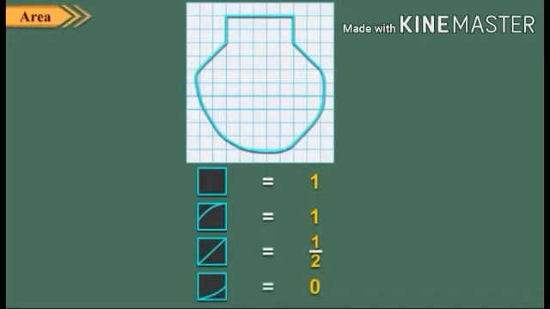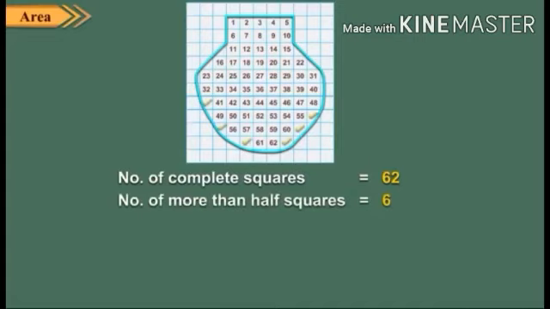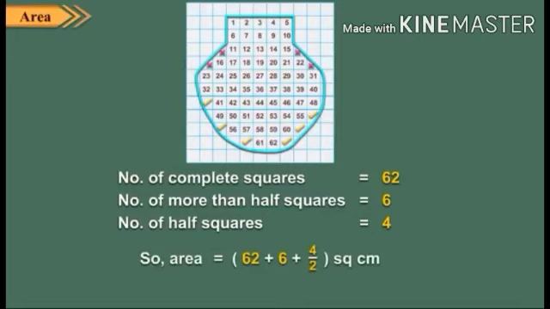Now, let us find the area of this shape. It contains 62 complete squares, 6 squares which are more than half, and 4 squares which are exactly half. So, area of this figure is equal to 62 plus 6 plus 4 by 2 square centimeters, which is equal to 70 square centimeters.